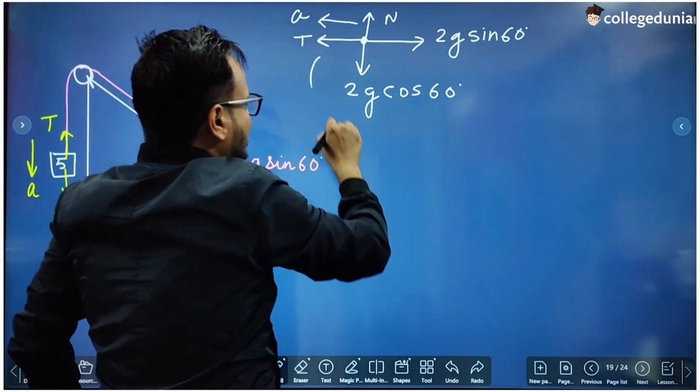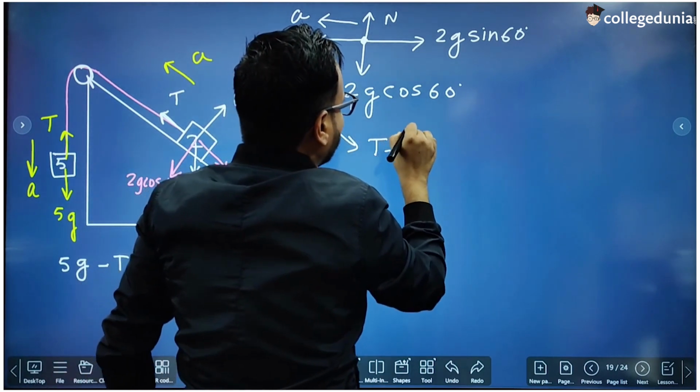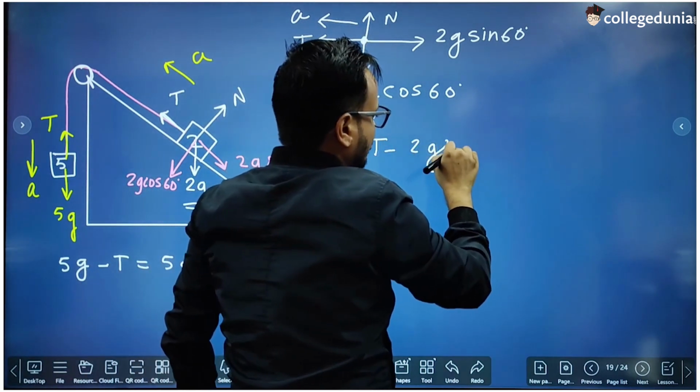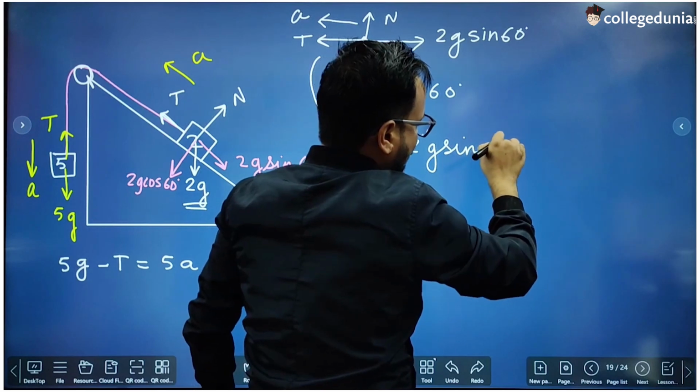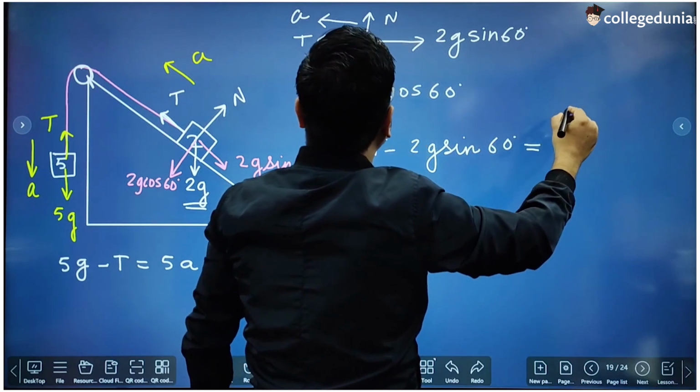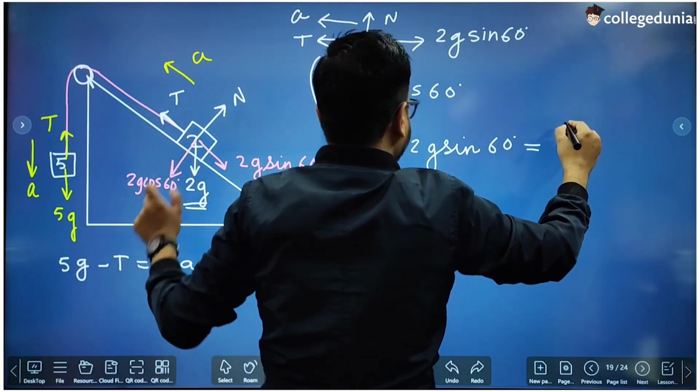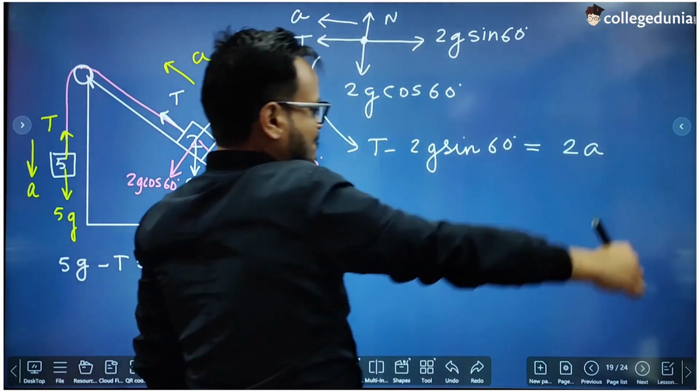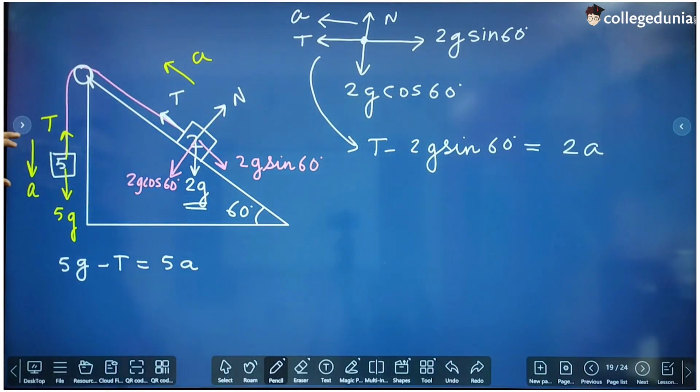So the equation of this body becomes T minus 2g sin 60 equal to ma. m is 2, so 2a, right? And the values of these are given.